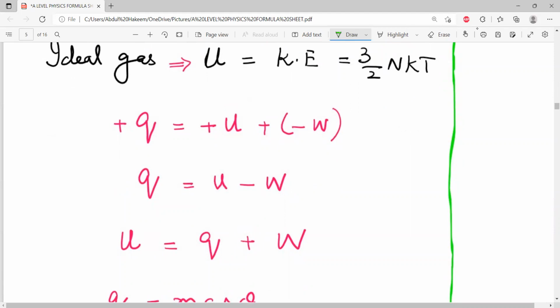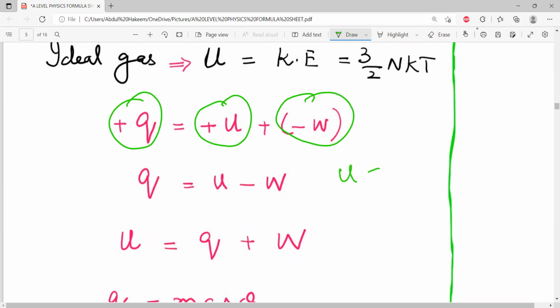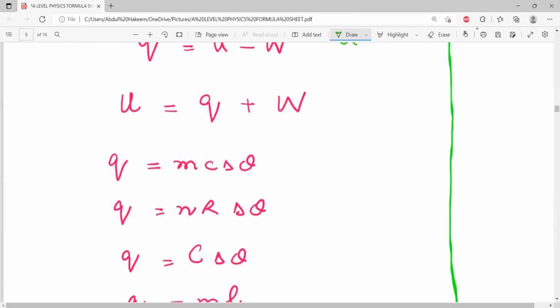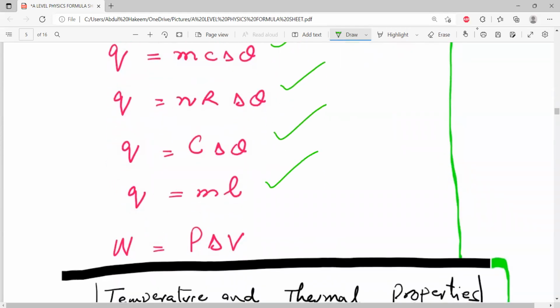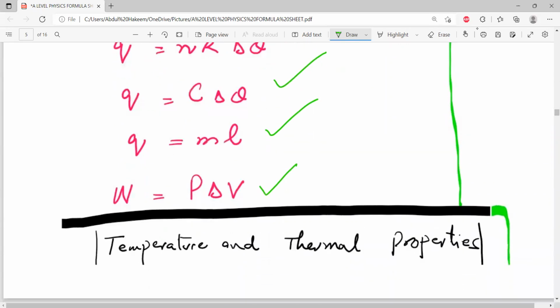And then thermodynamics, the first law of thermodynamics: heat supplied to the system equals the increase in internal energy plus work done by the system. I mean, we can write it as Q is equal to delta U plus W, or delta U is equal to Q minus W. So this Q is the heat energy. It can be m c delta theta. It can be n R delta theta. It can be C delta theta in heat capacity. It can be mL, and the work is equal to pressure multiplied by the change of the volume.